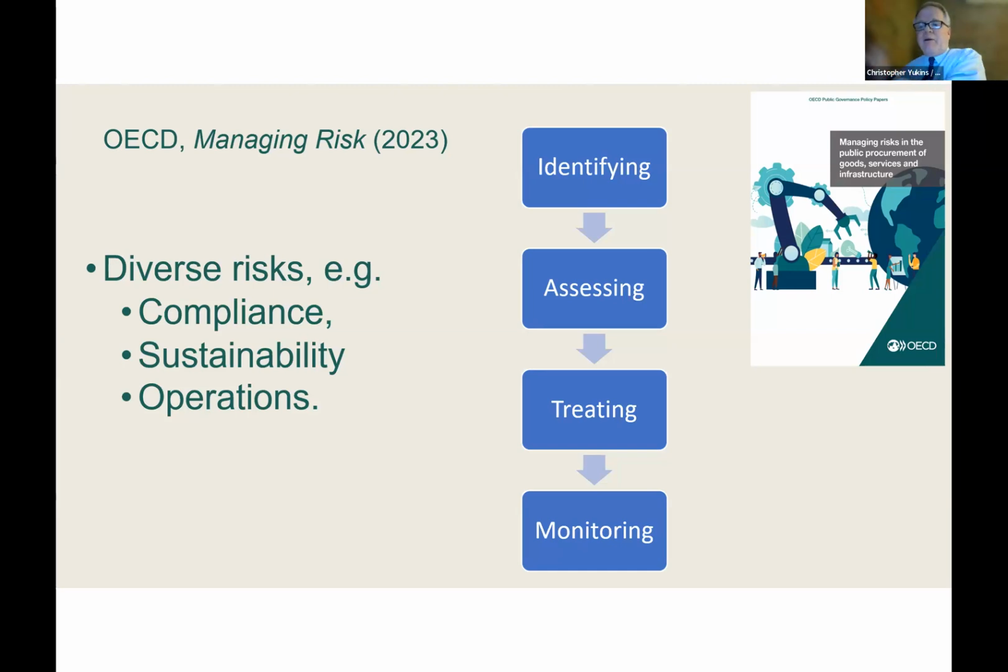But in parallel is this whole world called supply chain management. And people doing private supply chain management don't talk about administrative mechanisms. They talk about risk. How do you contain supply chain risk? The genius of the OECD monograph is that it bridges the two worlds, saying that in public procurement, what we're really trying to do is manage risk as well.